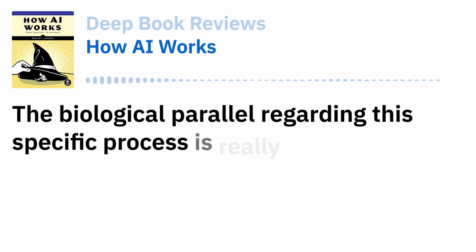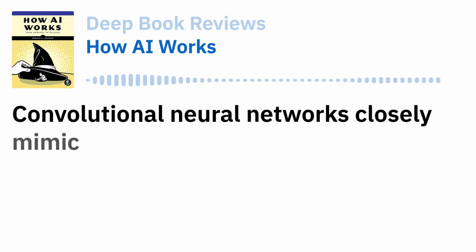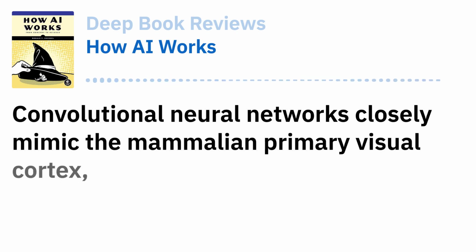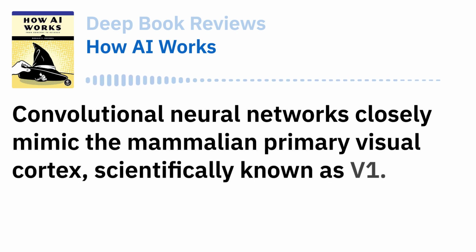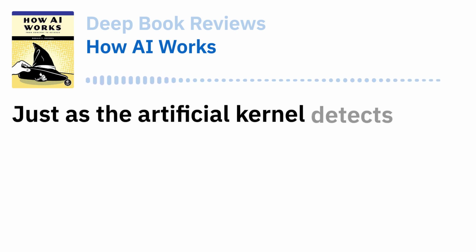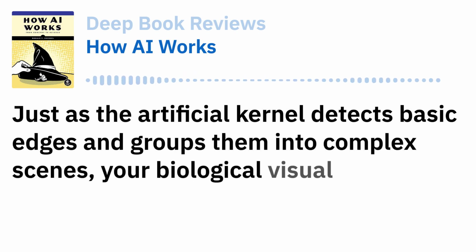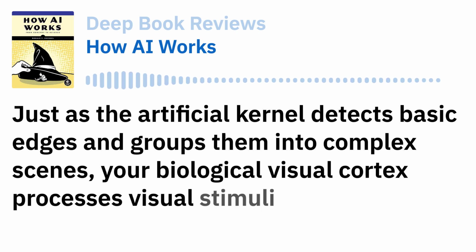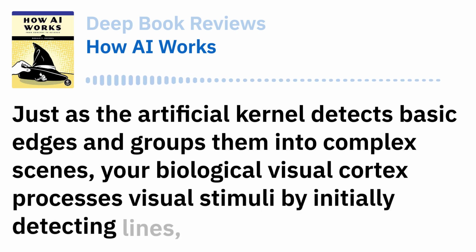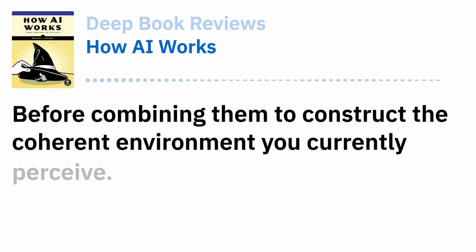The biological parallel regarding this specific process is really illuminating. Convolutional neural networks closely mimic the mammalian primary visual cortex, scientifically known as V1. Yeah, it is a fascinating similarity. Just as the artificial kernel detects basic edges and groups them into complex scenes, your biological visual cortex processes visual stimuli by initially detecting lines, orientations, and edges. Before combining them to construct the coherent environment you currently perceive.